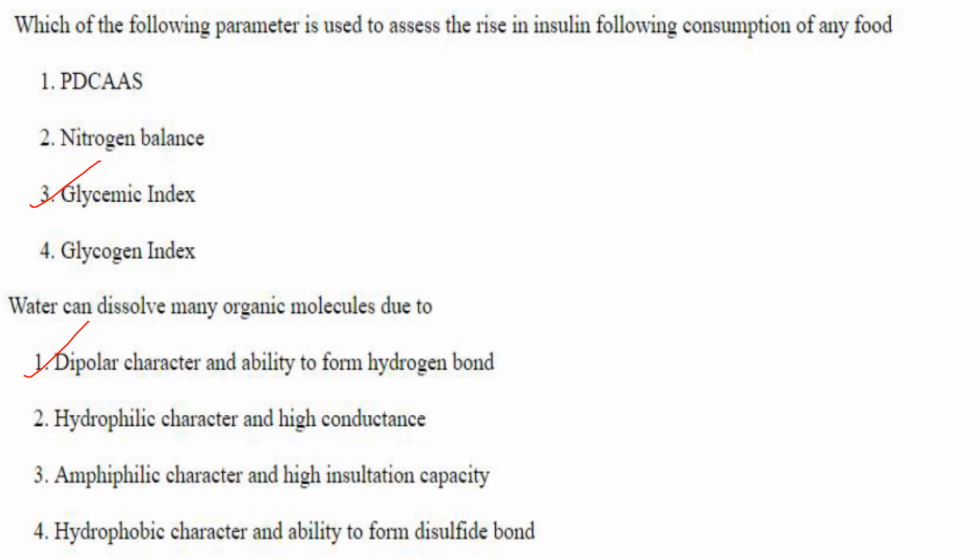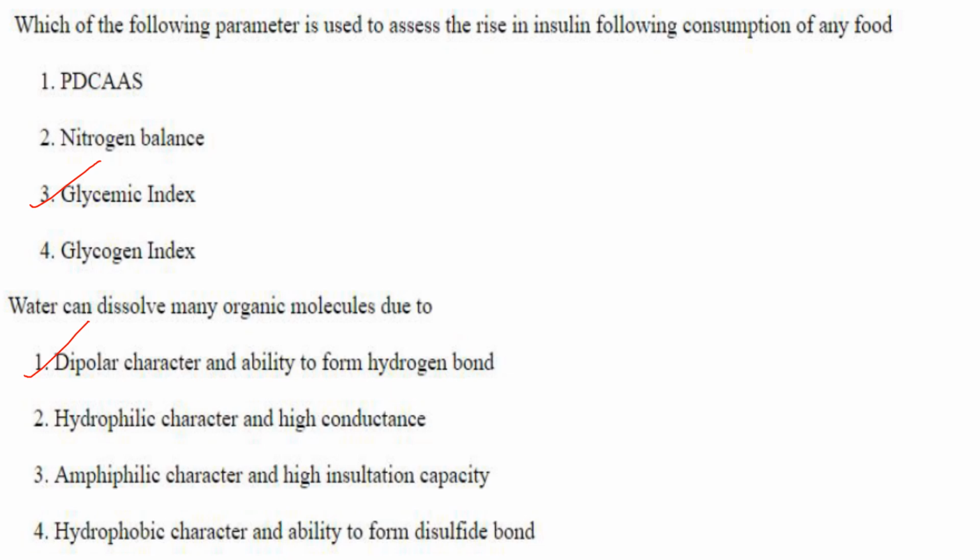Foods with high glycemic index cause a rapid increase in the blood glucose, resulting in a greater insulin response. Now PDCAAS, that is your option 1, protein digestibility corrected amino acid score. It evaluates protein quality and digestibility. Then nitrogen balance assesses protein metabolism and balance in the body. Then glycogen index is not recognized in any nutrition science. So the answer here is glycemic index.